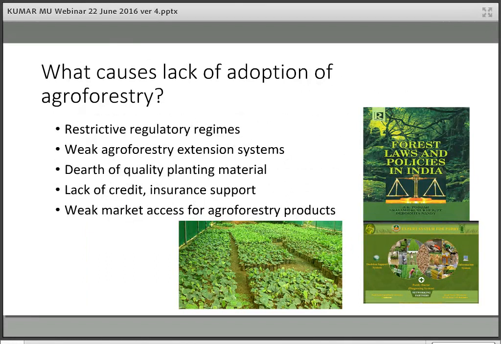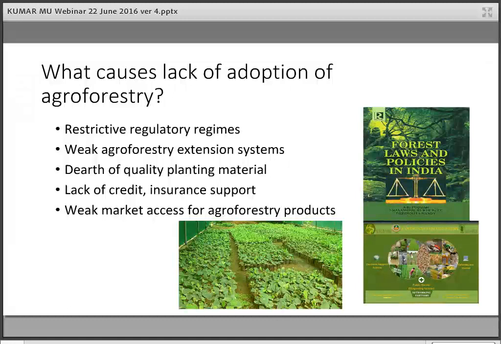This slide shows what causes the lack of adoption of agroforestry. Probably the first and foremost reason is the restrictive forestry regulatory regimes that require a permit from the state forest department for cutting and transporting timber grown on the farms.